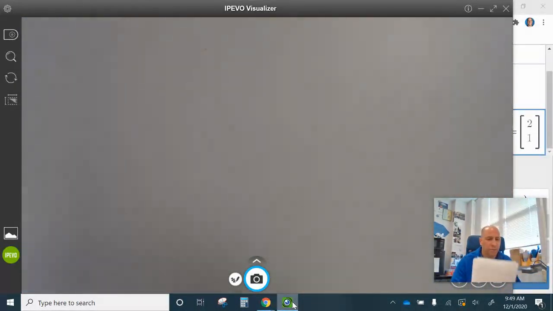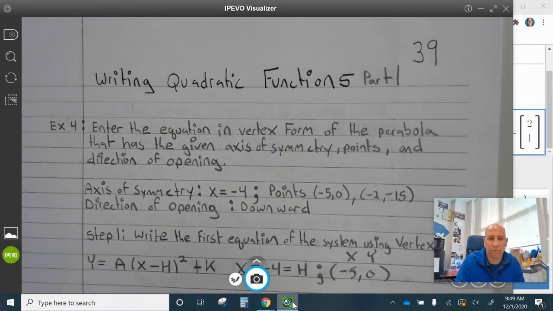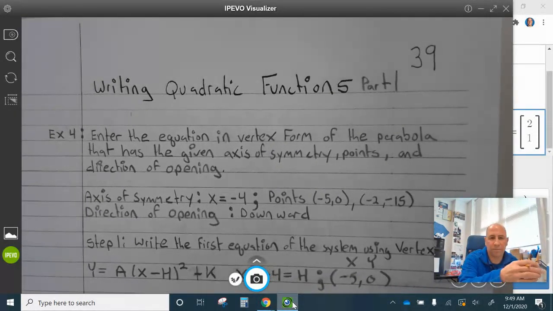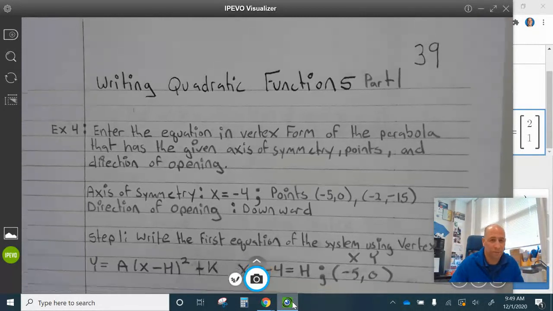Let's take a look at example journal page 39, writing quadratic functions, part 1. Enter the equation in vertex form of the parabola that has a given axis of symmetry, points, and direction of opening. Axis of symmetry, x equals -4, points -5, 0, -2, -15. Direction of opening, downward. That means the A value is going to be negative.